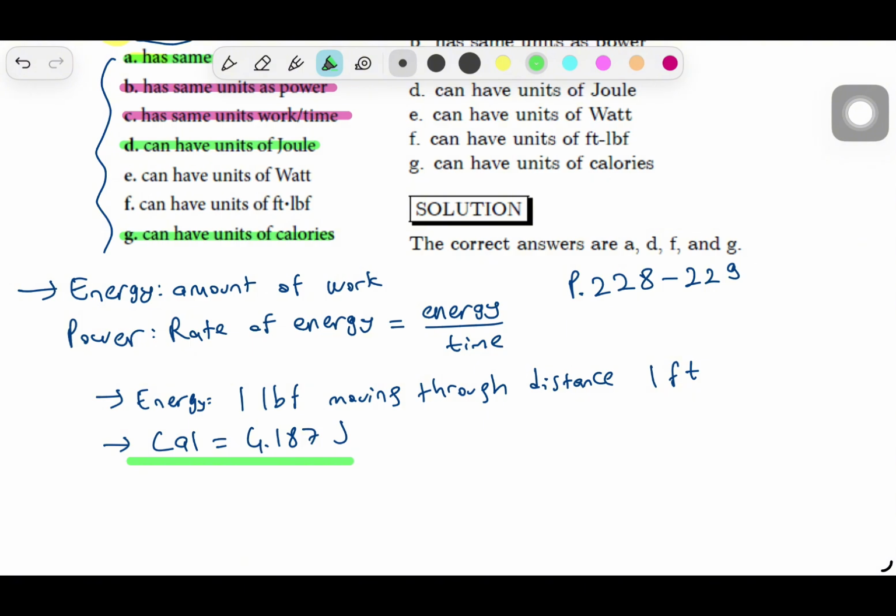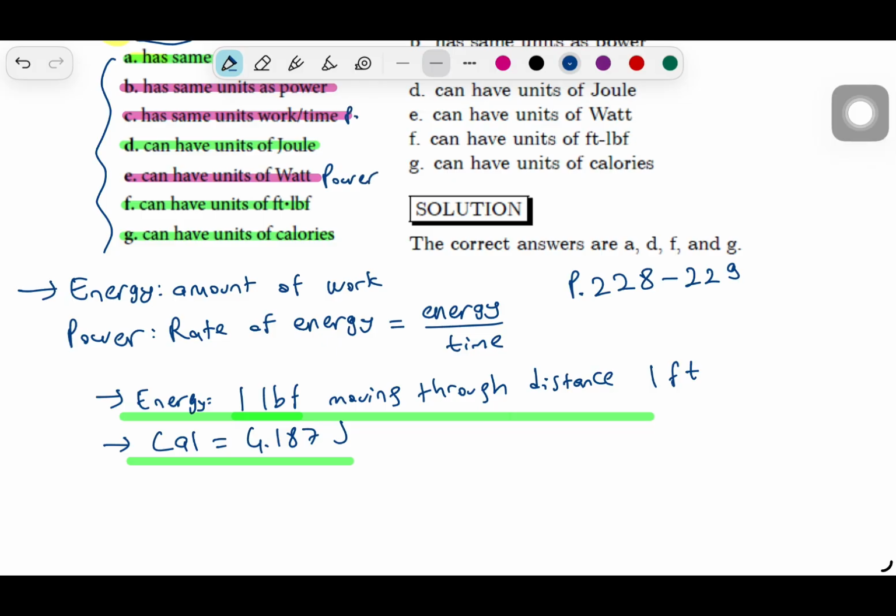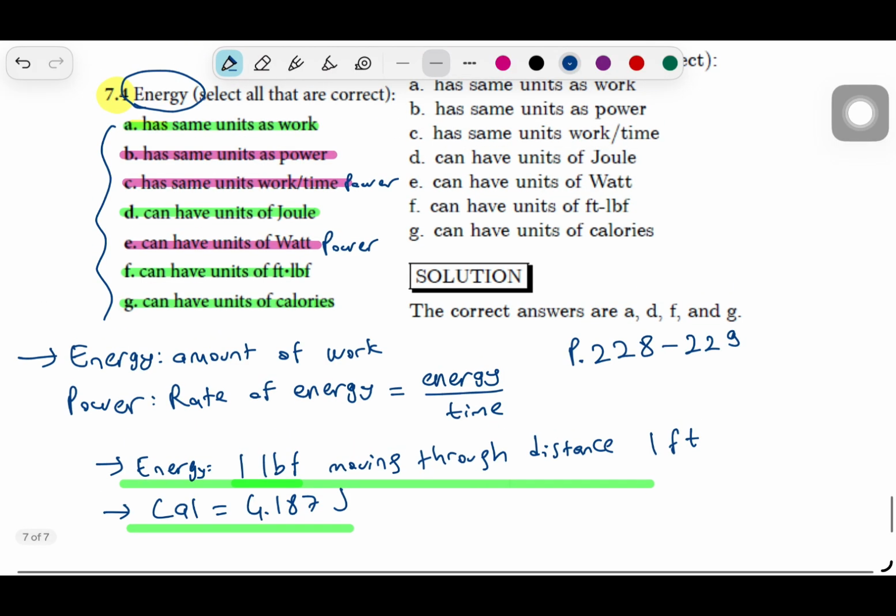And also with another definition, it has foot times pound force, so we can also use that. And when we look at E, it says units of watt. And this is wrong because this is also a unit of power. So we can say power, power, and power.